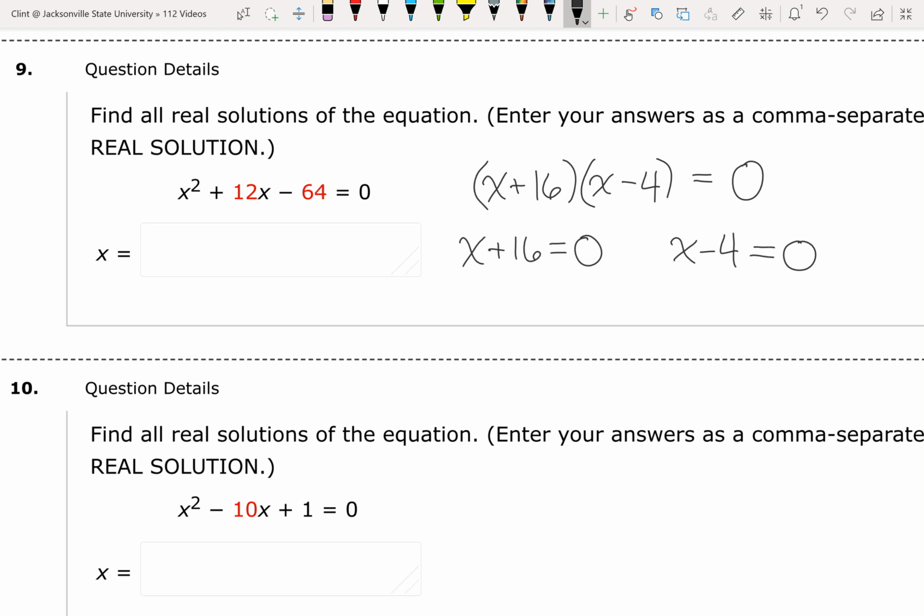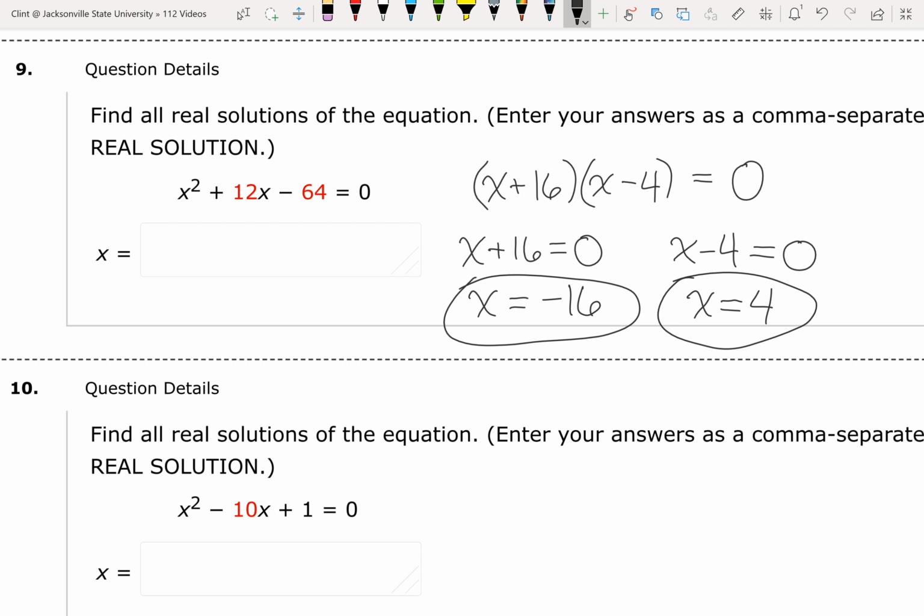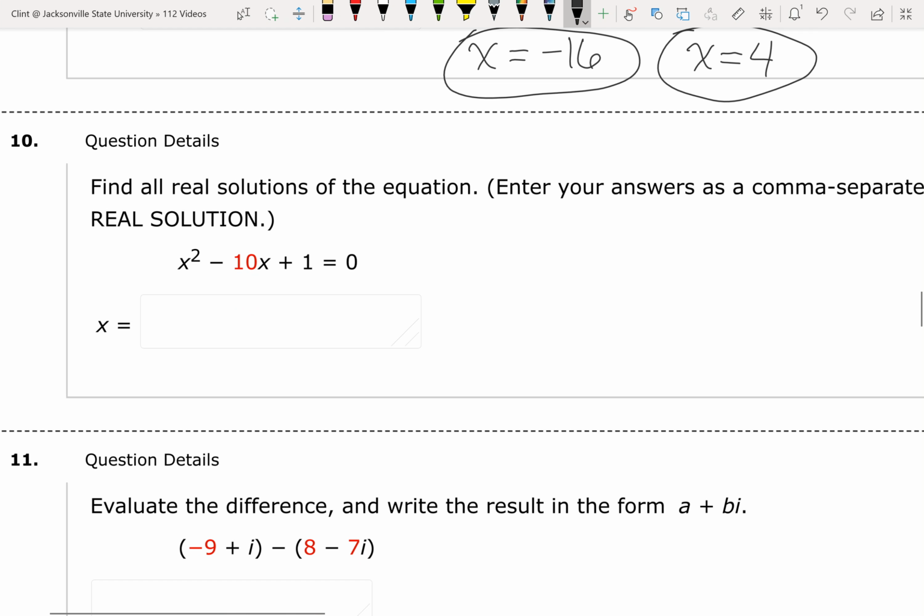Once you've done enough of these, you'll probably not have to write out that step. So here we get x equals negative 16 and x equals positive 4. Two solutions. If you do the quadratic formula instead, so maybe you couldn't find those factors, then you should get the same solutions. Okay. I'm going to do one more of these in this part of the video, and then I'll do a part 2 for the rest. That way it's not such a long video.